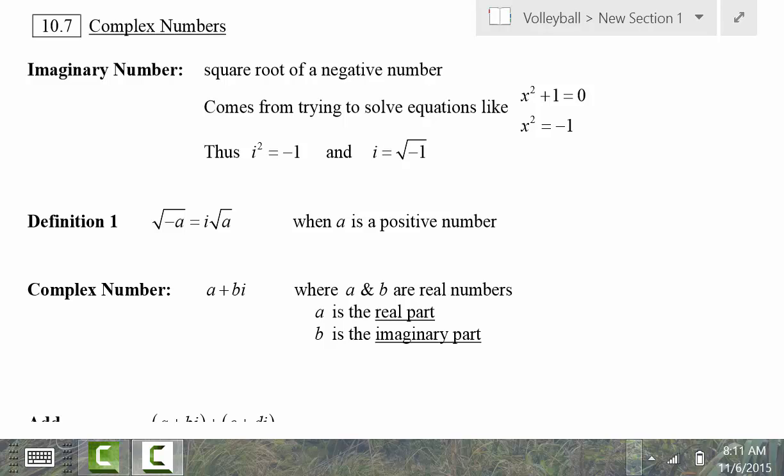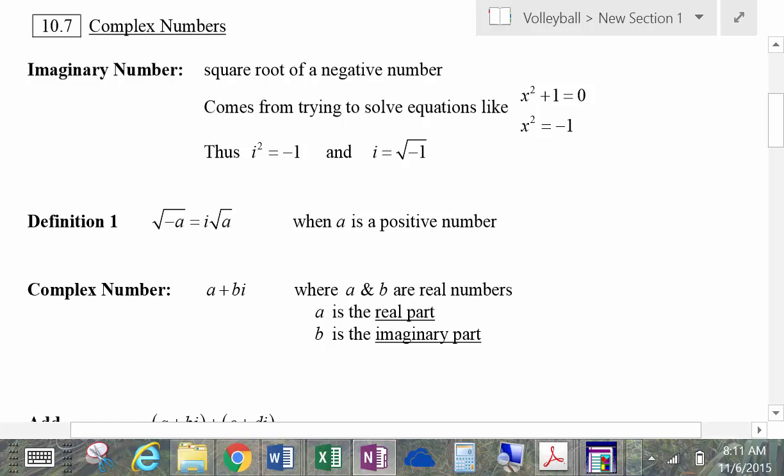Okay, we're live. Section 10.7 is complex numbers. First, we define an imaginary number as a square root of a negative. So you can plug in any negative number you want in there. For instance, -4, and that means it's an imaginary number.